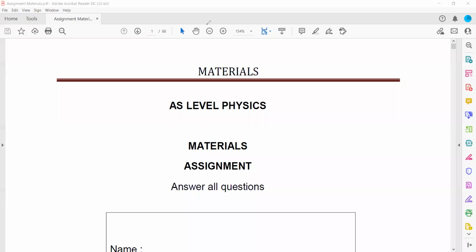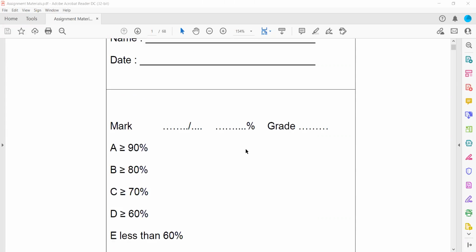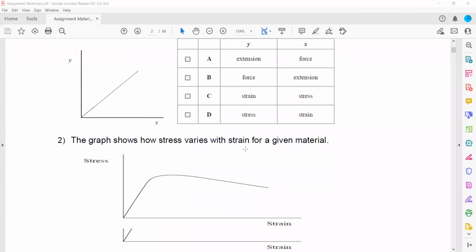So this session is related to doubts related to topic material, the assignment material. The first one is question number 4.